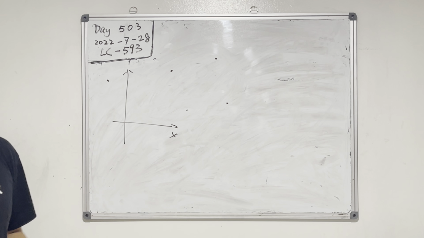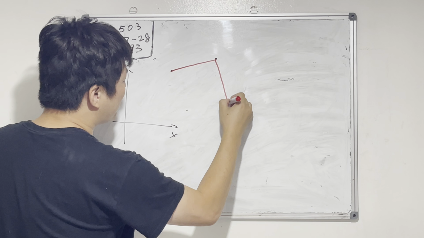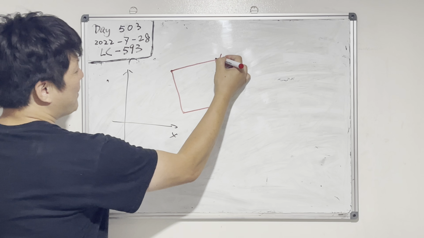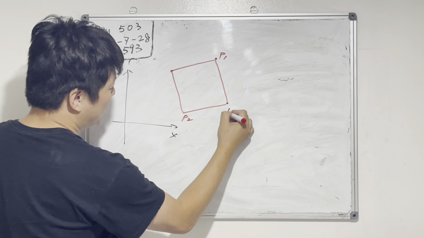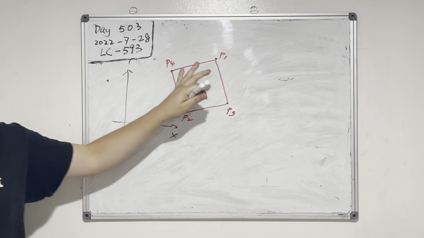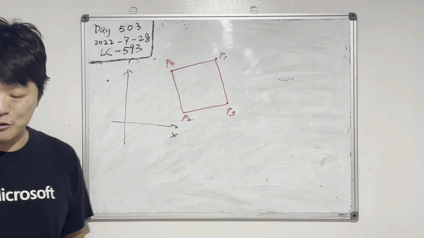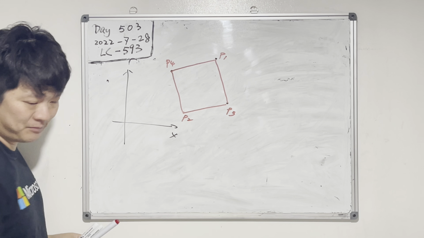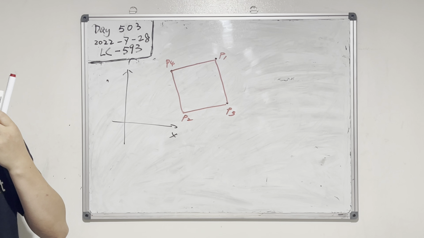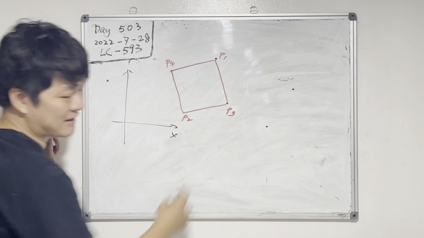So how do we check if it's a square? Edges. But these 4 points, P1, P2, P3, P4, are not given in order. So it could be P1 here, P2 here, P3 here, P4 here. As long as some combination of these four points can make a square, then return true. So any idea? You said edges, the distance. Given 2 points on space, how do we calculate the distance?